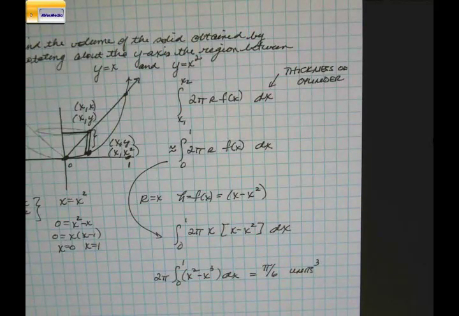I missed that. What did you say? It's a cylindrical Riemann sum. That's correct. It's a Riemann sum of the volume of a bunch of cylinders.